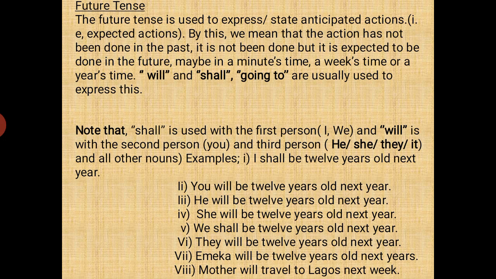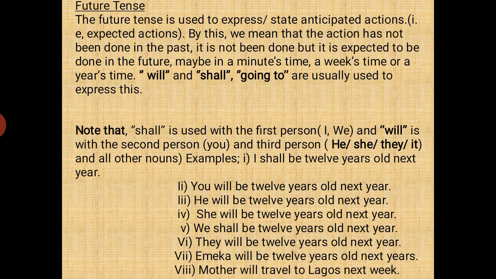Will or shall, going to, are the three things we use to express the future tense. We use will, we use shall, we use going to. But note that shall is used with the first person, I or we, and will is used with the second person, you, and the third person, he, she, they, it, and all other nouns.